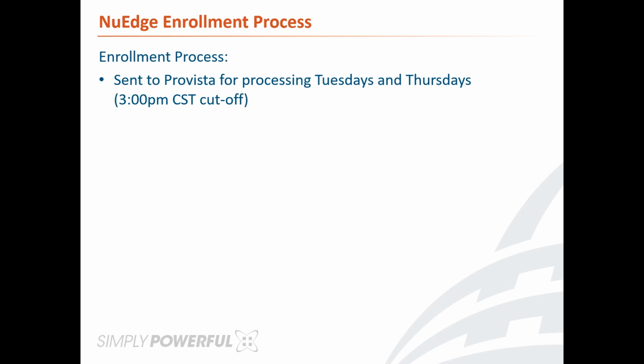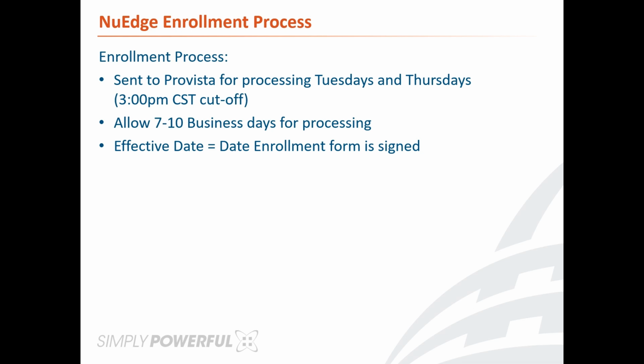Okay, how the enrollment process works. First off, after I receive them in, I process them and I send them to Vizient on Tuesdays and Thursdays. The cutoff time is 3 o'clock, and allow 7 to 10 days for Vizient to process them and get them back to us. But keep in mind the effective date is the day they sign the form.